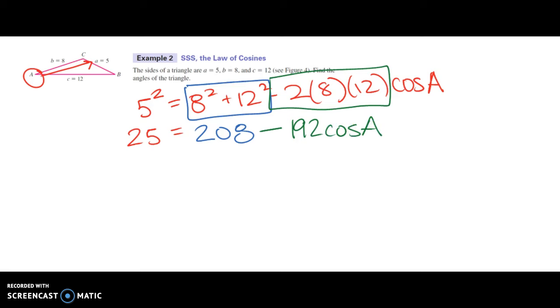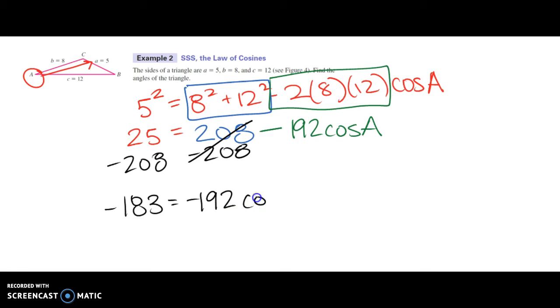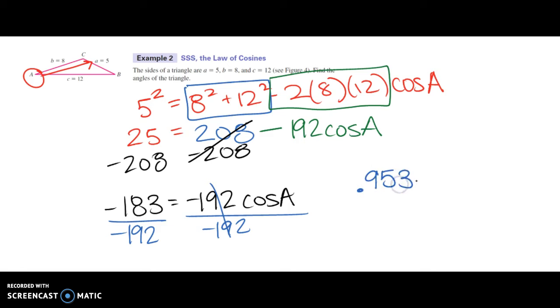Now I'm solving for cosine A, so I need to get rid of all this. This is multiplied on, so I'll subtract over first. I am going to get a negative, but that makes sense. And then to solve for cosine A, I'll divide by negative 192. Remember when you round to carry it out pretty far to a few places for increased accuracy.